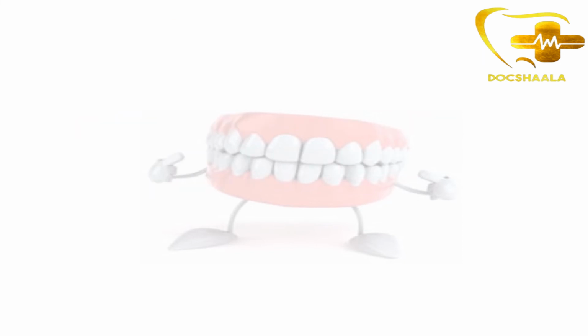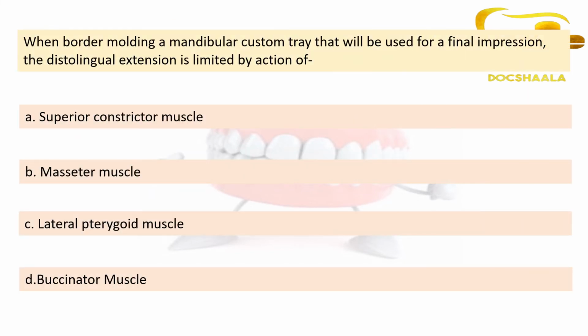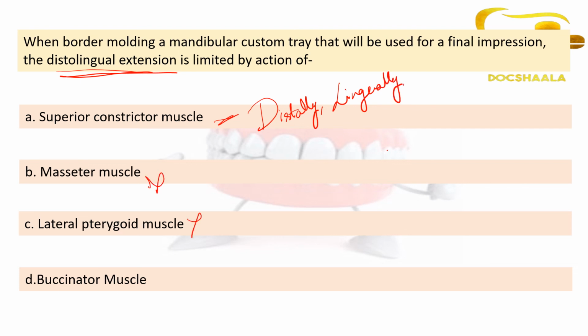Okay, so let us come back to the question now. What we have seen is the muscle which limits the mandibular denture in the distolingual direction. The superior constrictor muscle, as we have seen in our explanation, limits the denture distally, and it is also present lingually. Masseter muscle, no. Lateral pterygoid, no. Buccinator, no. So the answer is superior constrictor muscle. Hope it is clear for you now.